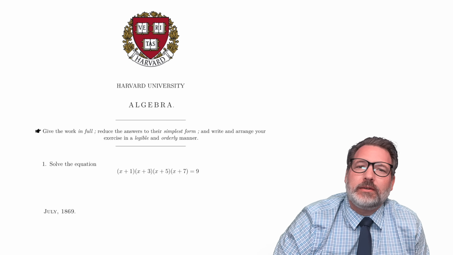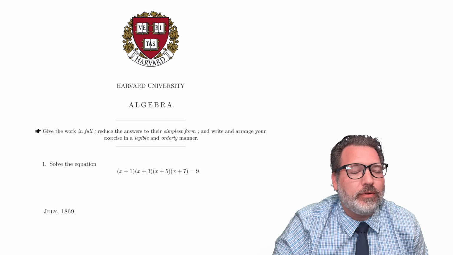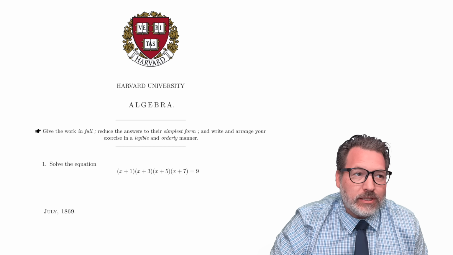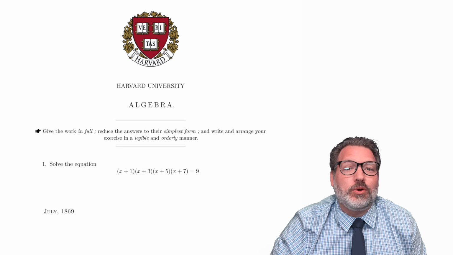Quite frankly, I'm a little skeptical that this ever appeared on a Harvard entrance exam, but it is a beautiful little problem, so let's walk through it. How would we solve this equation? (x + 1)(x + 3)(x + 5)(x + 7) = 9.